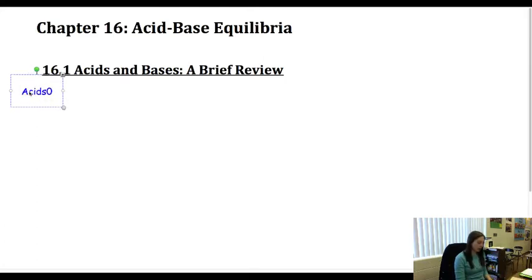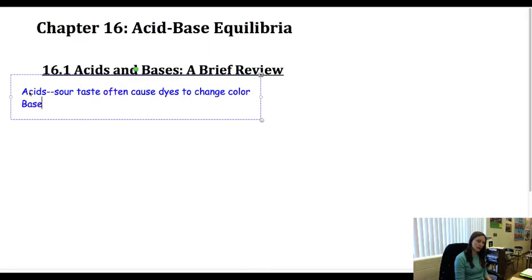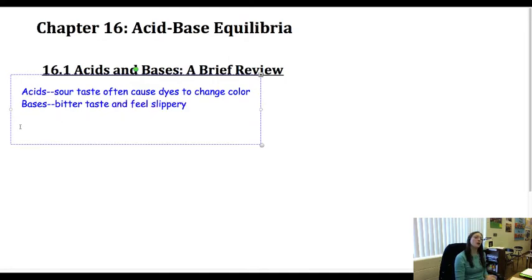Okay, acids will have a sour taste, and they often will cause dyes to change color. Bases, in the most general sense of the term, often have bitter tastes, which actually is different than sour, okay, and will often feel slippery. There are a couple different definitions for acids and bases based on different points in history when people were defining them differently. We started with a little more general term here.